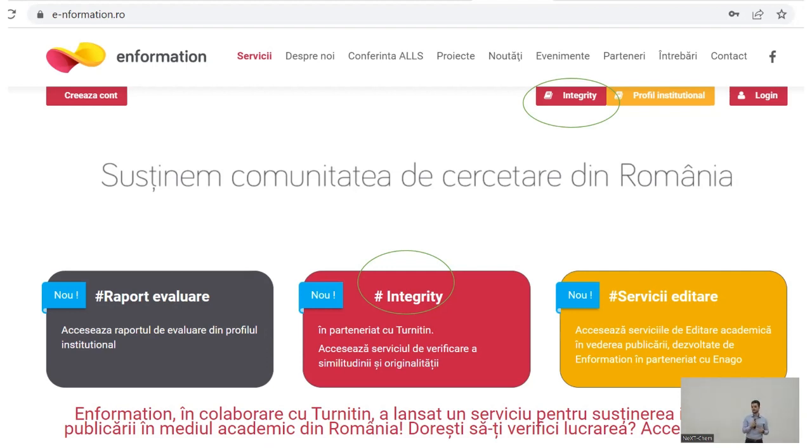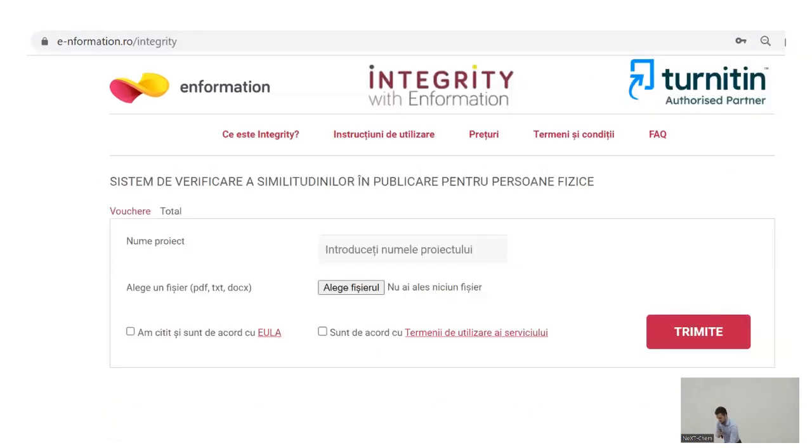Pentru accesarea serviciului Integrity, puteți să faceți lucrul ăsta de pe pagina Information, imediat lângă profilul instituțional. O să puteți beneficia de această unealtă. Aici aveți o scurtă prezentare, o să vedeți că platforma este foarte simplu de utilizat. Trebuie să denumiți proiectul dumneavoastră, vă alegeți fișierul din computerul dumneavoastră și îl trimiteți către platformă pentru a fi verificat. Încă un avantaj pe care îl are Integrity este faptul că vă generează un raport și vă oferă rezultatul în câteva secunde.